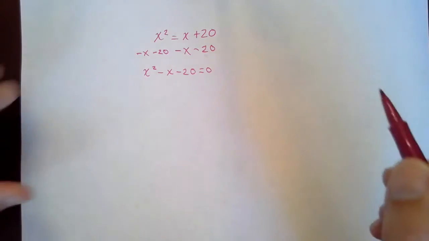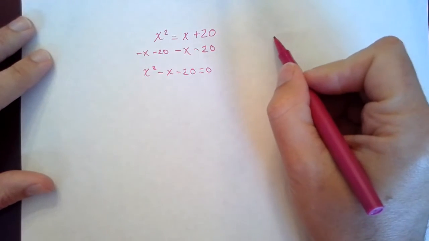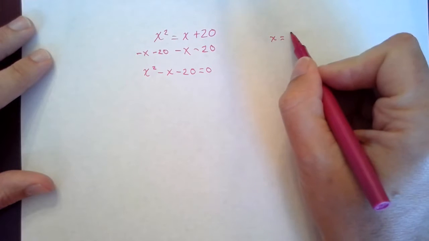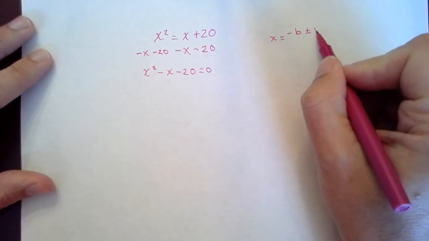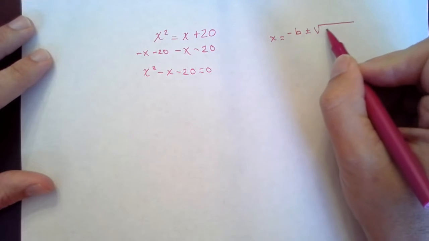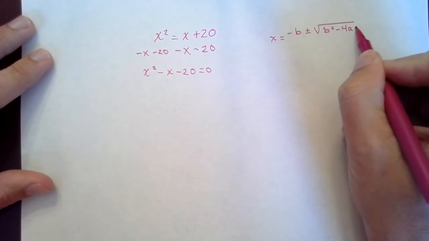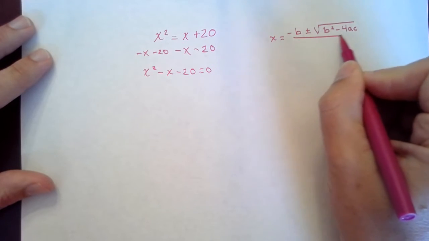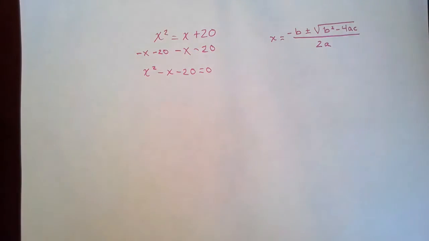And now we can use the quadratic formula to solve this. So again, I'm going to write the quadratic formula down as we go. It's going to be x equals negative b plus or minus the square root of b squared minus 4ac, all that is divided by 2a. Yeah, I know it seems like a lot, but the more we get used to it, the more we write it, the better off we'll be, okay?